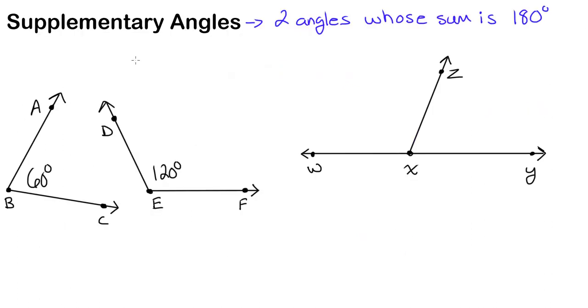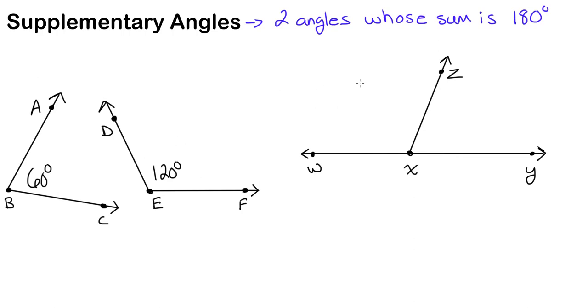Supplementary angles are the same concept as complementary angles, except in supplementary angles, the sum is 180 degrees. So you see here angle ABC measures 60 degrees, and angle DEF measures 120, and 60 plus 120 is 180. So these are supplementary angles.